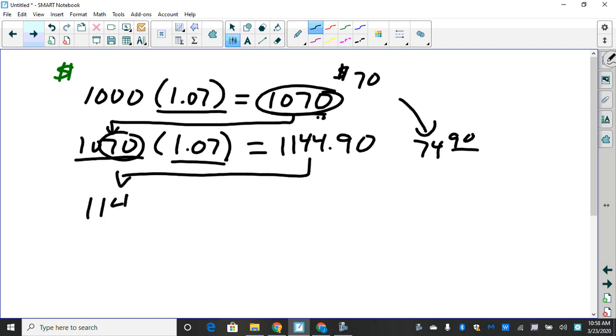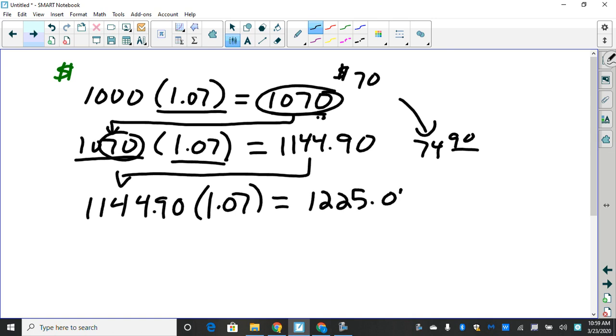So the next year I start with this much, and again I do 1.07, and that's going to now equal, so times 1.07 again, $1,225.04. Now, you should probably use your calculator and do a couple of these with me.